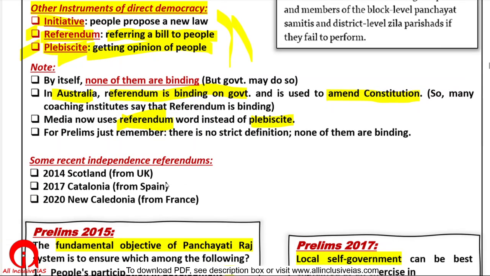For prelims, maybe UPSC can frame a question where you have to match the following: where the independence referendum happened. So Scotland's independence referendum of, I don't know if it is 2014 or 2015, I think it is 2015. Anyways, Scotland's independence referendum was against the UK, Catalonia's was against Spain, and New Caledonia's was from France. For prelims again, just remember the combination: Scotland, UK, Catalonia, Spain, New Caledonia, France.